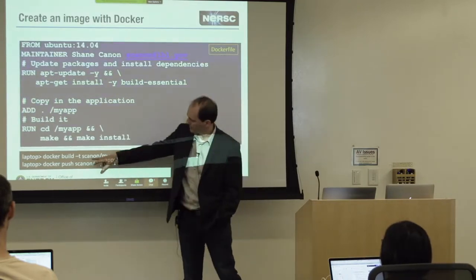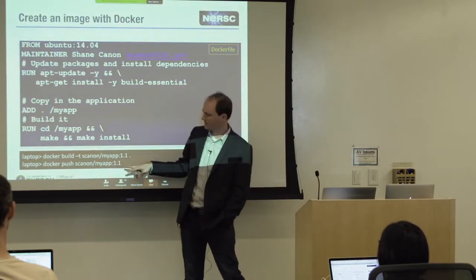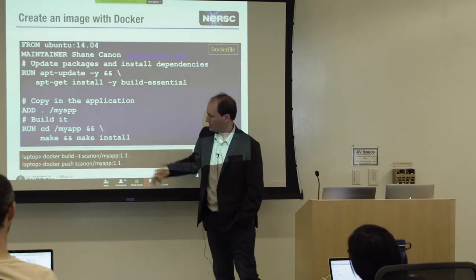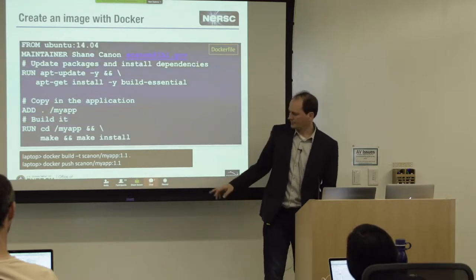So I'd say docker build, and I'd give it a name, and then there's a little period there at the end that's easy to overlook that says use the current working directory as the place to look for the Dockerfile. And then once it's built, I can push it to a registry like that.